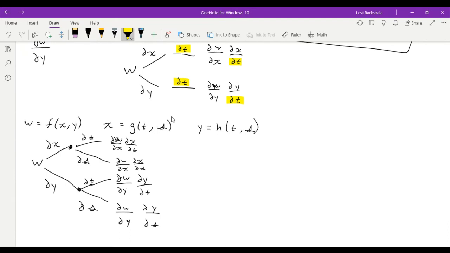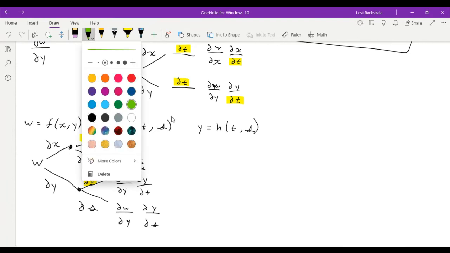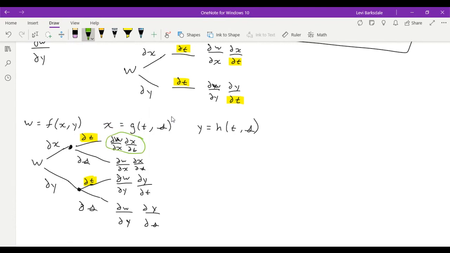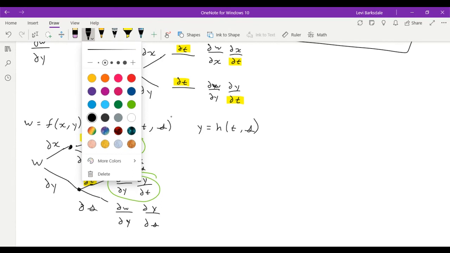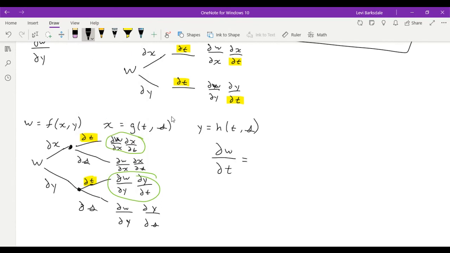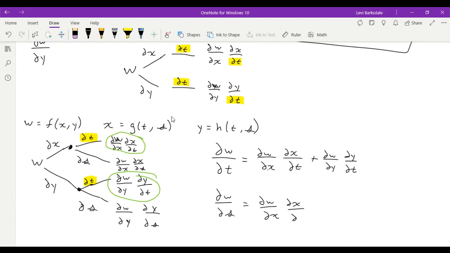And to calculate the change in w with respect to t, we simply identify everywhere we took the derivative with respect to t and add all of those components up. So in this case, we have change in w with respect to x, dx dt, and also dw dy, dy dt. So we could say that change in w with respect to t is dw dx dx dt plus dw dy dy dt. And similarly, if we wanted to calculate dw ds, well, that would be dw dx dx ds, plus dw dy dy ds.